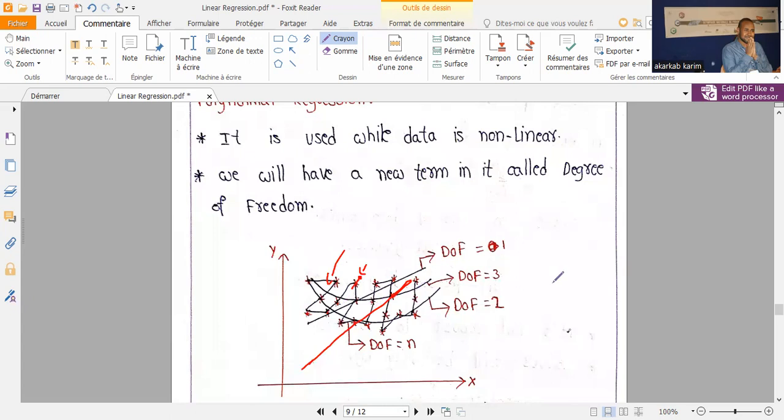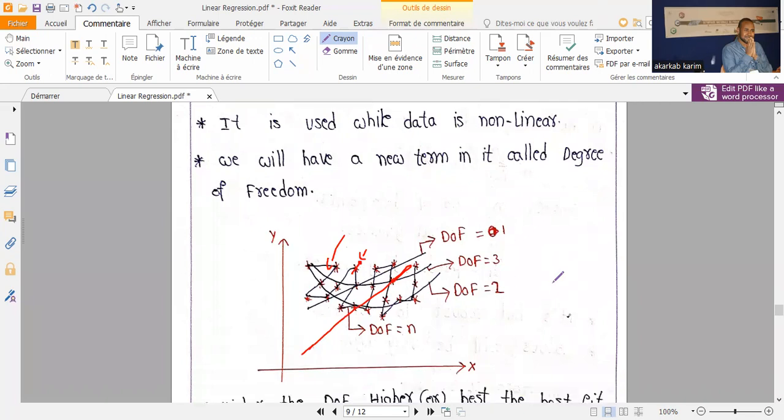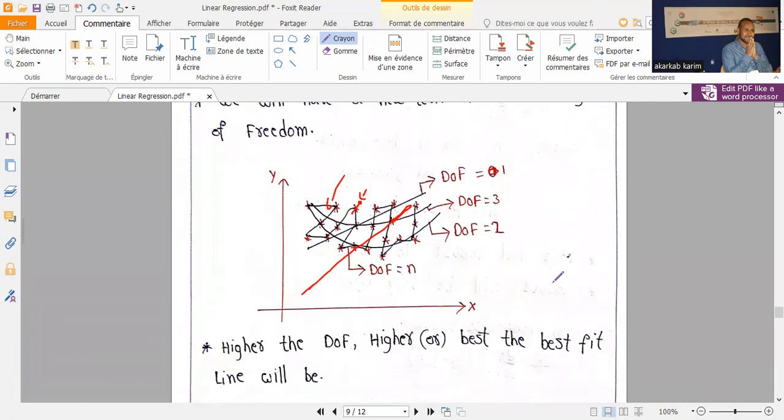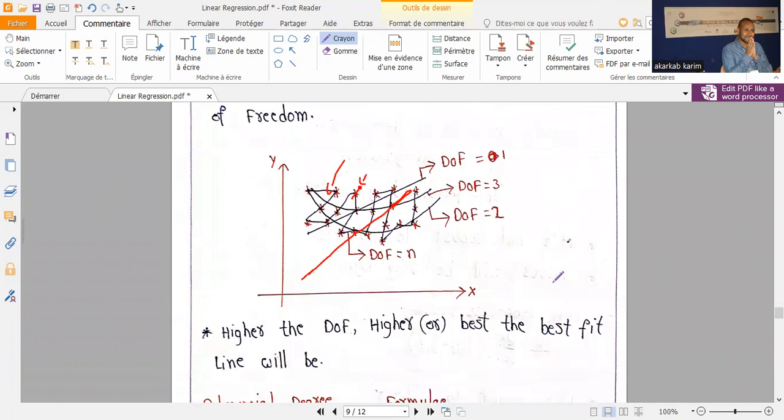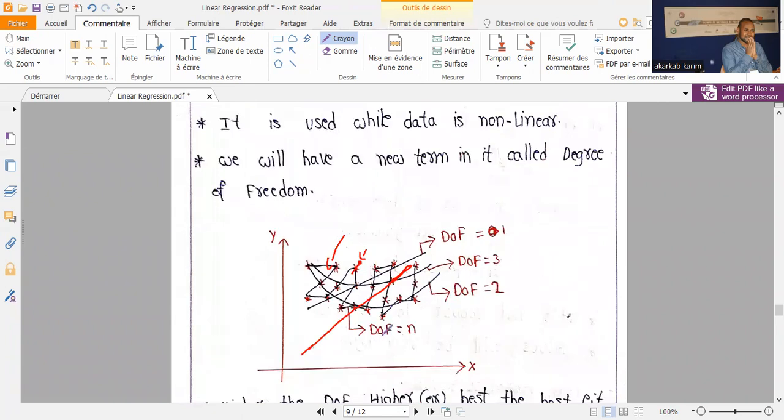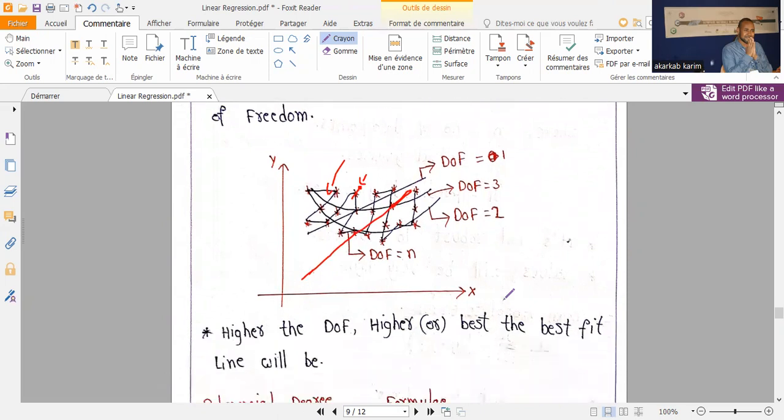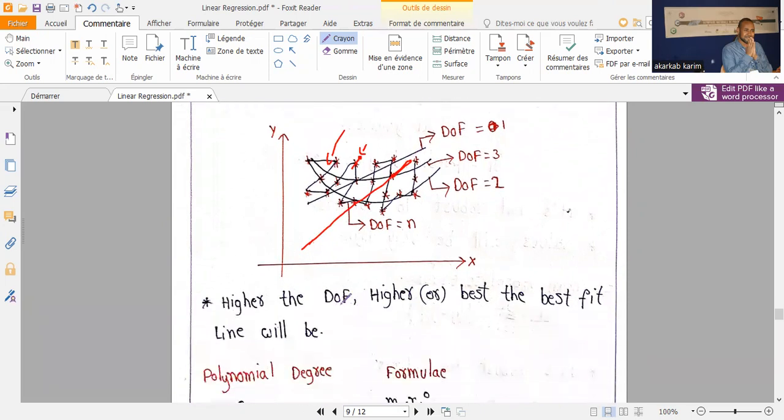Well, at this time we have one concept called degree of freedom, the degree of freedom of this polynomial, represented like that. So the higher the degree of freedom, the higher the flexibility of the line will be. When the degree of freedom is high, that means we can find the best line for all these combinations.